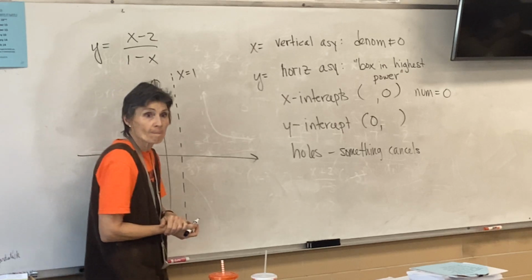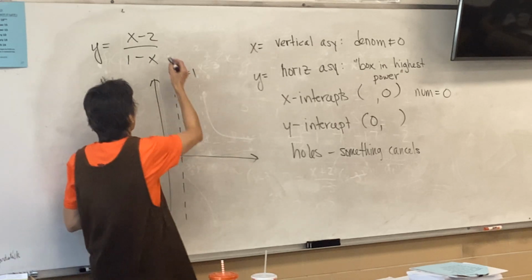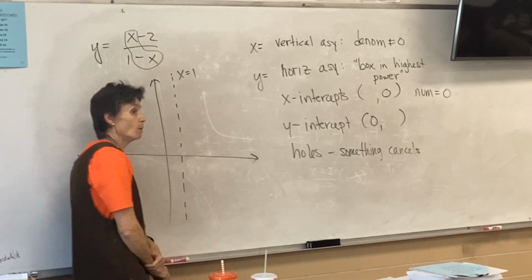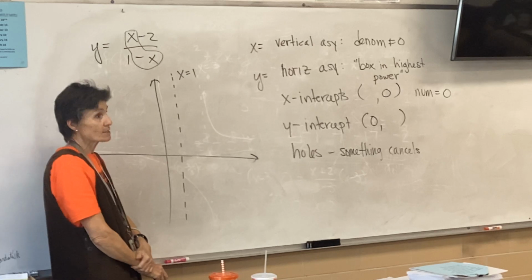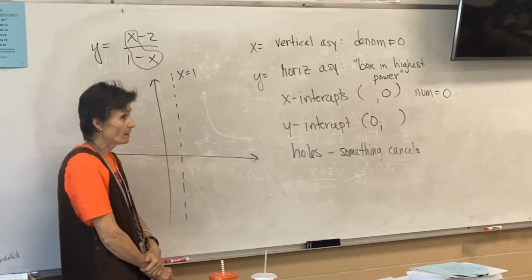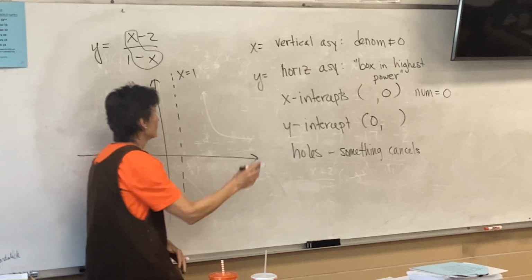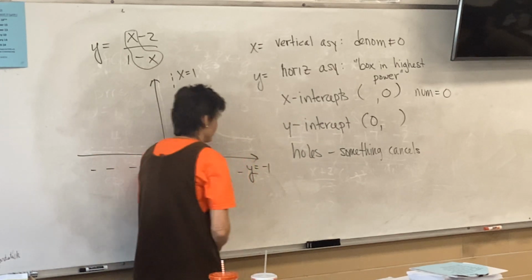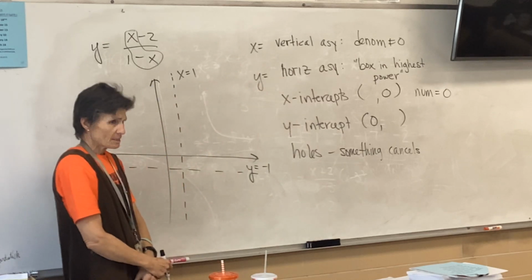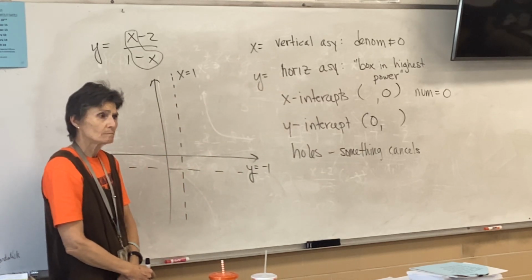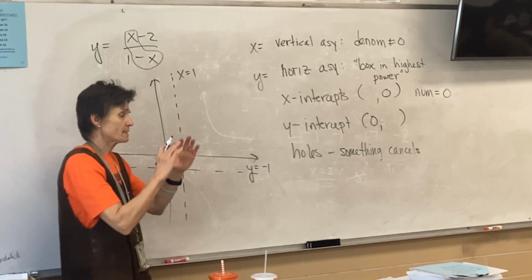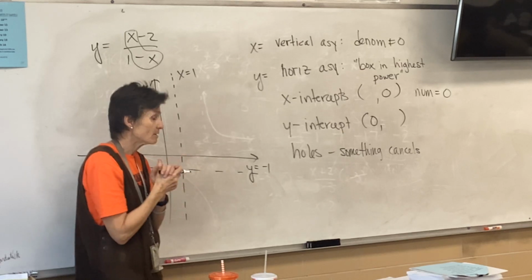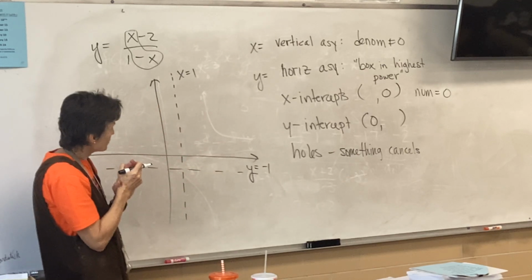Declan? Horizontal is y equals -1. This one's a little trickier, guys. Things aren't lined up very well. But when you compare the powers, do you see -1? Is this problem gonna have any holes? No. The only way you can have holes, kids, is if you factor and cancel out a parentheses, and that's not gonna happen here. You can't factor anything. So again, no holes.